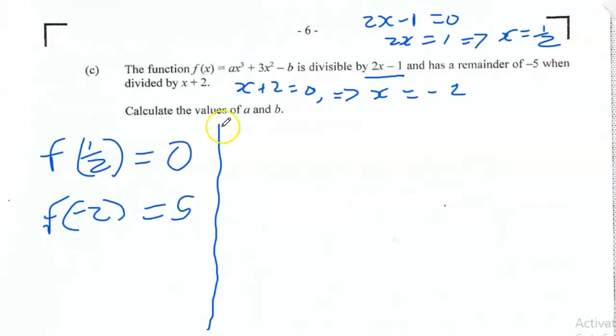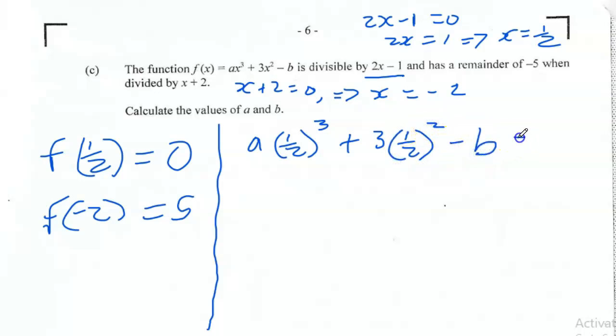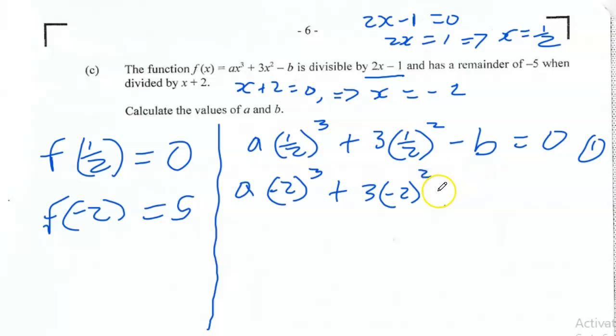Now, f of half, so here's the function. We're going to replace x with half, so it's a times half cubed plus 3 times half squared minus b, and we are told that's equal to 0. Let me call this equation 1. Equation 2, f of minus 2: we're replacing x now with minus 2, so it's a times minus 2 all cubed plus 3 times minus 2 all squared minus b, and we are told that is equal to minus 5.